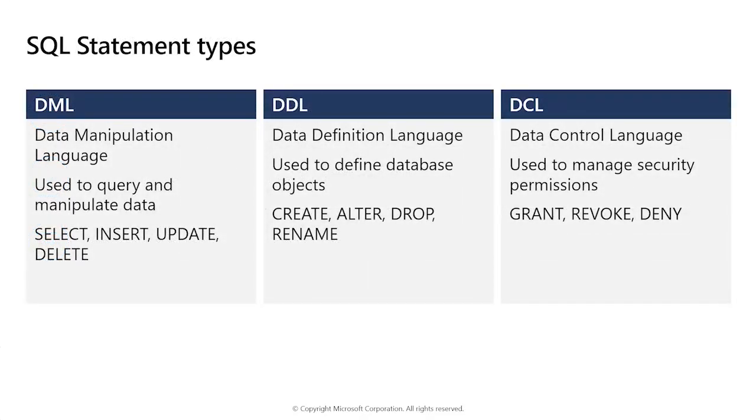When it comes to SQL statement types, there are 3 categories you should know about. The first is DML, or Data Manipulation Language, then DDL, or Data Definition Language, and DCL, Data Control Language. DML statements are used to query and manipulate data, statements like select, insert, update, and delete. DDL is used to define database objects, statements like create, alter, drop, and rename. DCL statements are used to manage security permissions, things like grant, revoke, and deny.